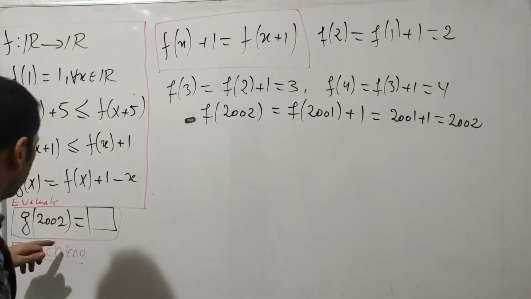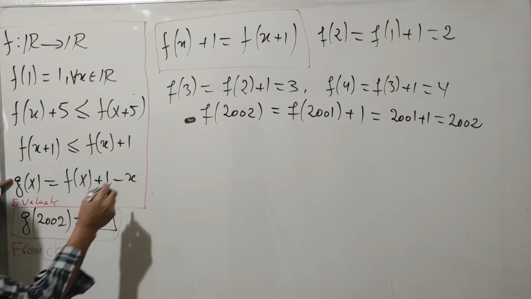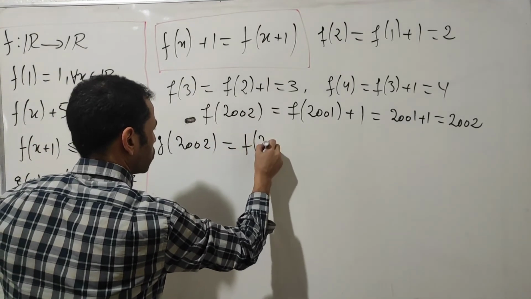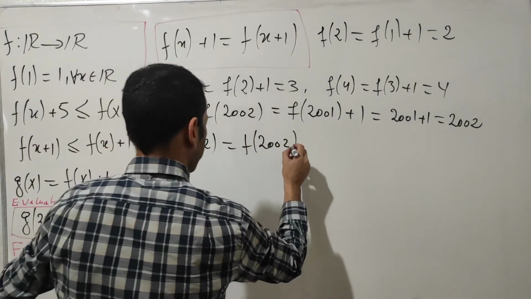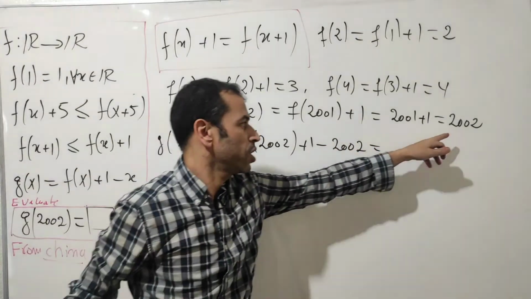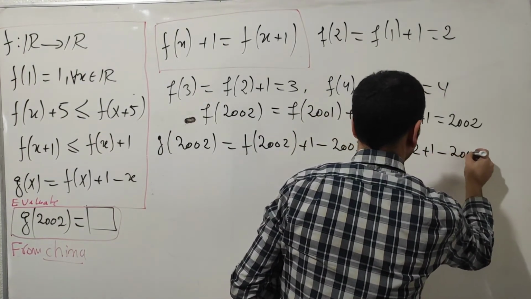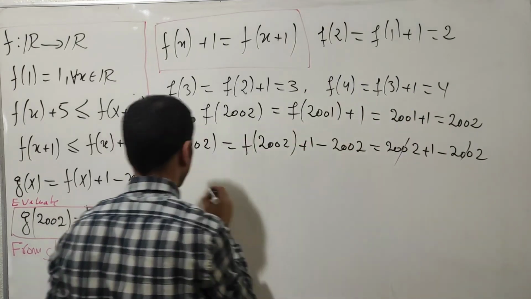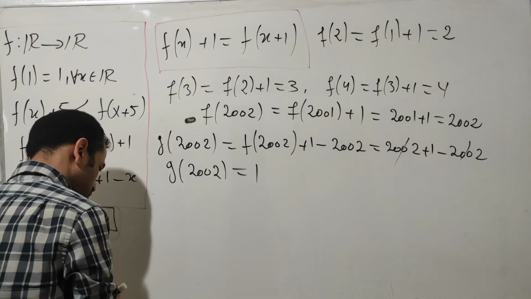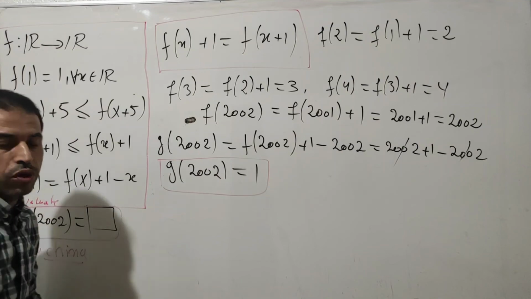Now let's go back to this function. Plug in x with 2002, so I get g of 2002, which equals f of 2002 plus 1 minus 2002. f of 2002 gives us 2002 here, plus 1 minus 2002. This 2002 cancels out. I will be left with 1, so I have found this value, which equals 1. So I have done this problem.